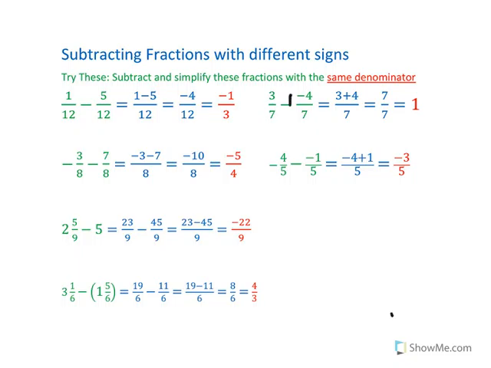When you subtract, you add the opposite. So we have 3 plus 4/7. 7/7 is 1. Here we have a negative and a negative, and that's going to equal -10/8, and that can be reduced to -5/4. Add the opposite, so we have -4 plus 1/5, -3/5.